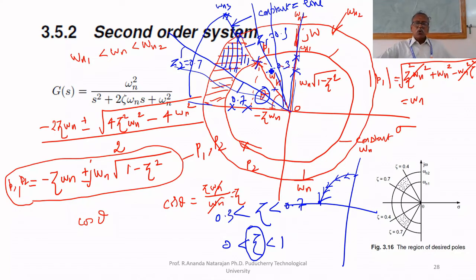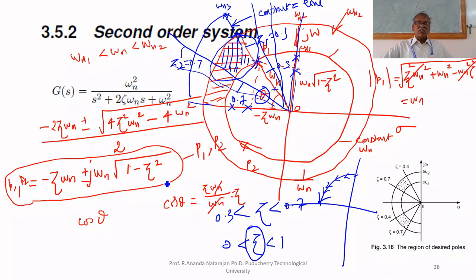So if we have a choice to select the pole, we can select in this area, we can define the area under which we have to select the pole. That is called designing. Suppose I want to have a system whose zeta value must be between 0.3 and 0.7.